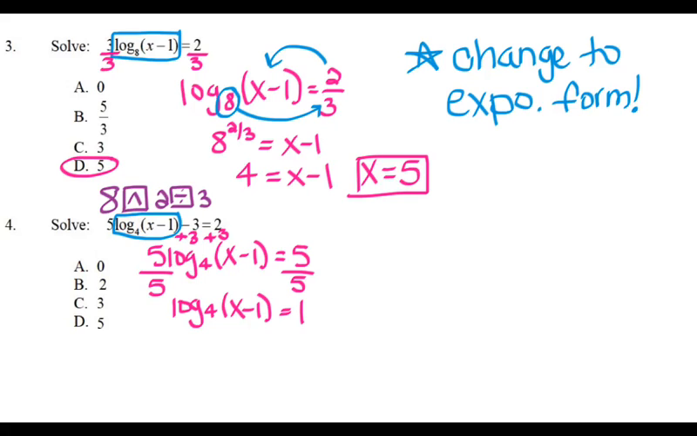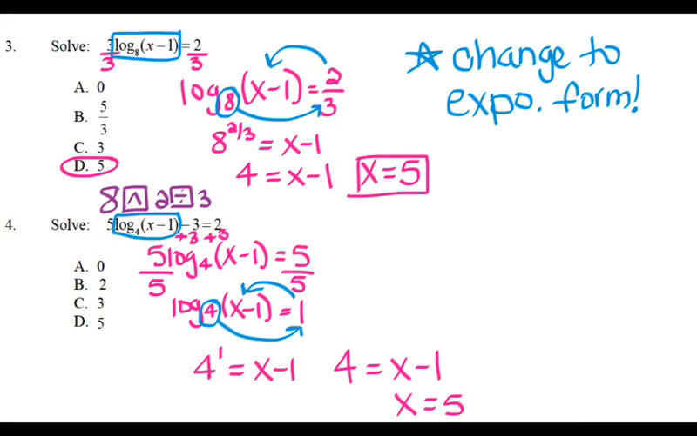I have logarithm equals a number, so I'm going to change to exponential form. So I have 4 to the first equals x minus 1. Well, 4 to the first is just 4. Solve for x, and once again, you get x equals 5.